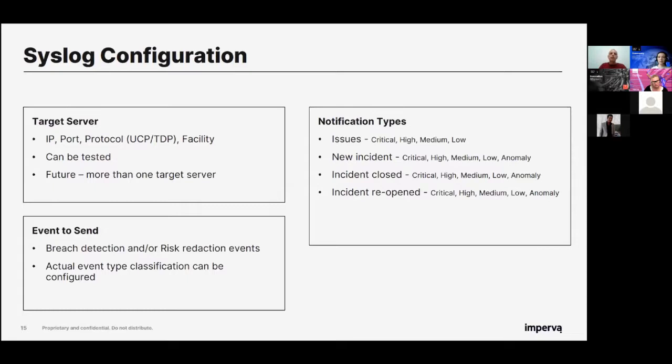And what kind of configuration can we have in the Syslog? I will go in a minute into the DRA screen itself, but we set the target server with the IP, port and protocol. We send which kind of events we want to send to the Syslog, and I will show it in a minute. And we decide what kind of notifications we want to get.